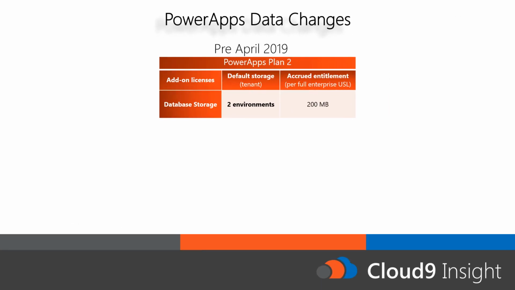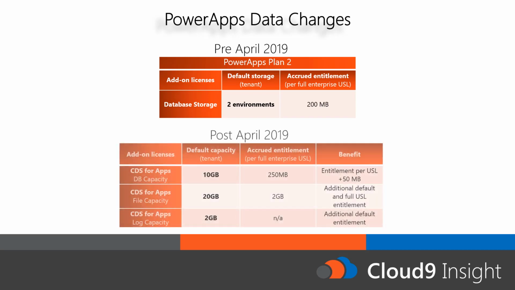So, Plan 2. Plan 2, as we know, comes with 2 environments, and you get an accrued entitlement per full enterprise USL of 200 megabytes. That's how it works right now. Going forward, this is how it's going to change. The database capacity is going to be 10 gigabytes, and you'll get a 250 megabyte per full enterprise USL accrued entitlement to that storage. You'll have 20 gigabytes on file capacity, and this will be 2 gigabytes additional accrued entitlement for every full enterprise USL. And then we'll have the log capacity at 2 gigabytes, and that stays the same regardless of how many full enterprise licenses you have.